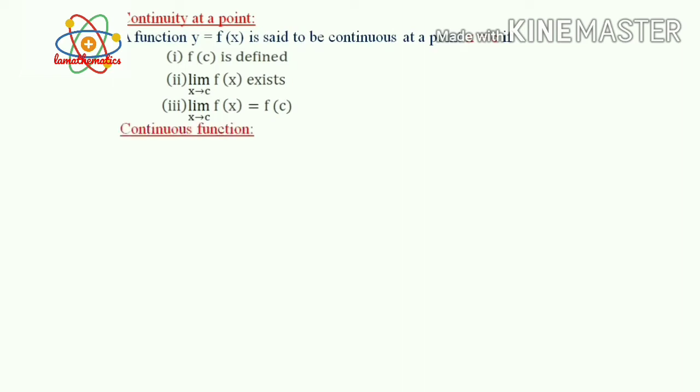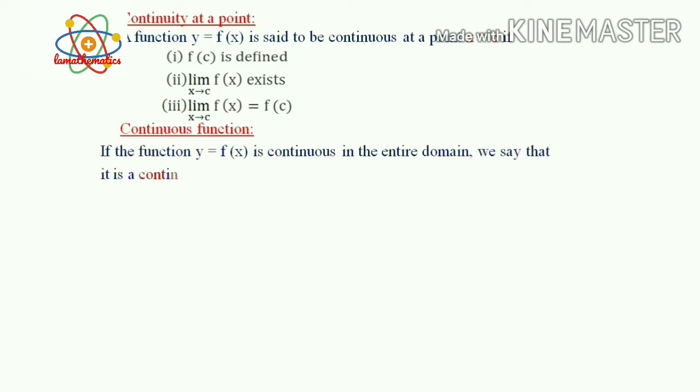Continuous function. If the function y equal to f of x is continuous in the entire domain, we say that the function is continuous. If the function is continuous at every point in the domain, we say that it is a continuous function.